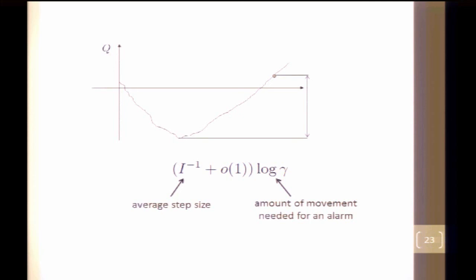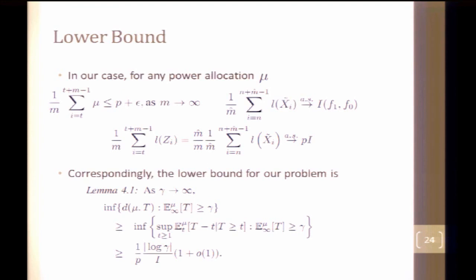What we really need to do is to bound how much information each sample will give you. So this is what we did. For any power allocation scheme, it doesn't matter what you do, we can bound how much information you can get from all the samples over a certain period of time, and then we can use the technique from that particular paper, and we can show that there's a lower bound.